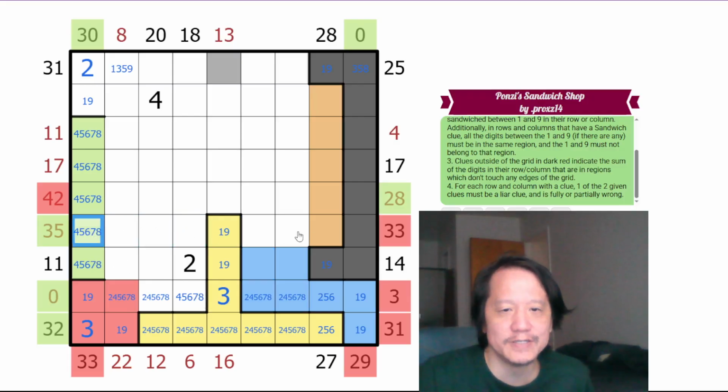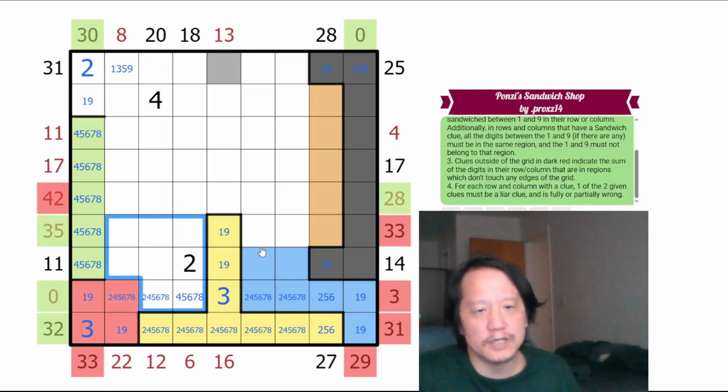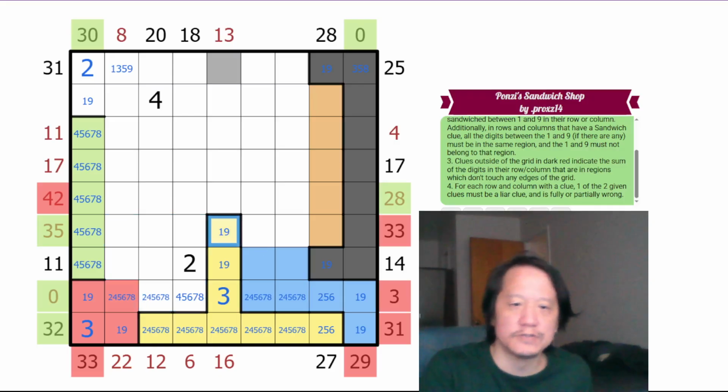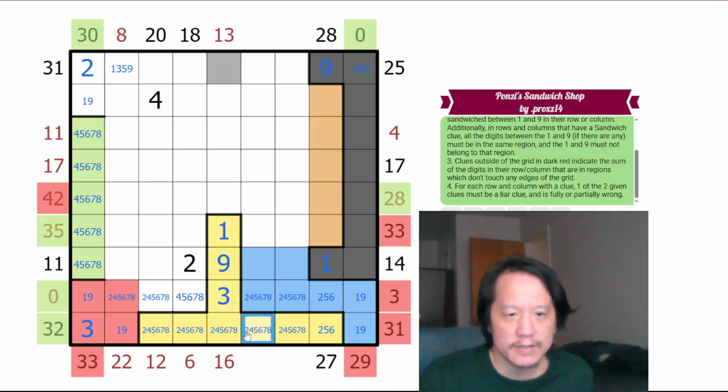So the digits not touching the edges have to add up to 10. Sorry, the digits touching the edges must add up to 10. So this can never be 9 here. That makes this a 1, which makes this 9, which makes this 1, which makes that 9. Because if this is 9, that's touching an edge.